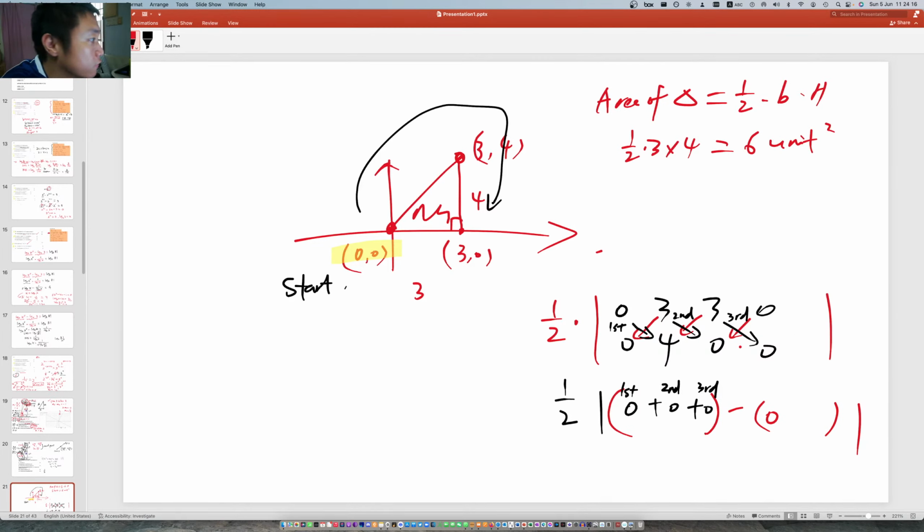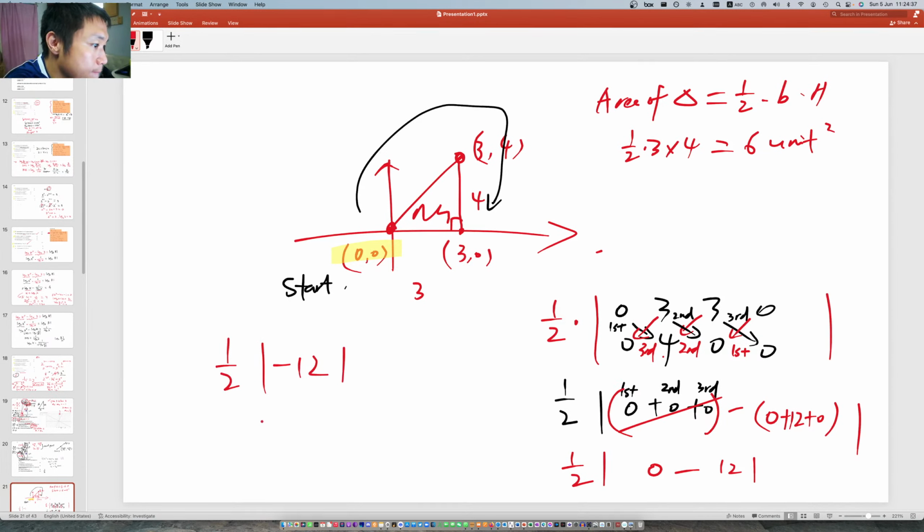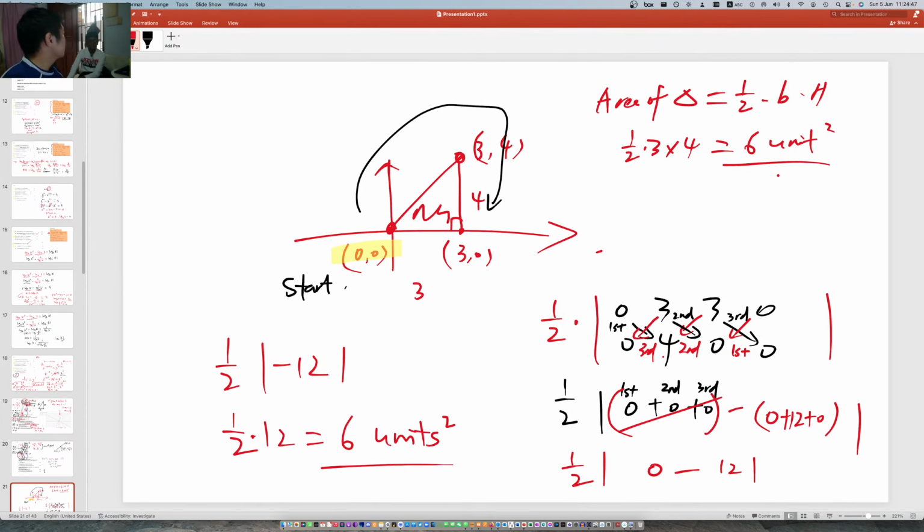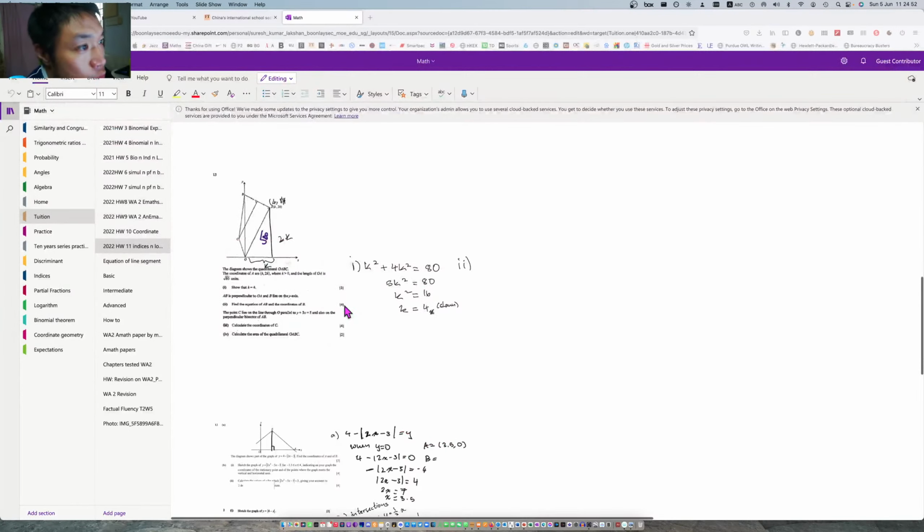Four. So this is the first arrow, second arrow, third arrow. So you see that the first arrow is 0 times 0 is 0. 12, yes, plus 12. Sum, so 0. Okay, good. So you have half times (0 minus 12). So it's just half times 3, same. Okay, so this is the shoelace method. So yes, you need to use the shoelace method to solve the question here.